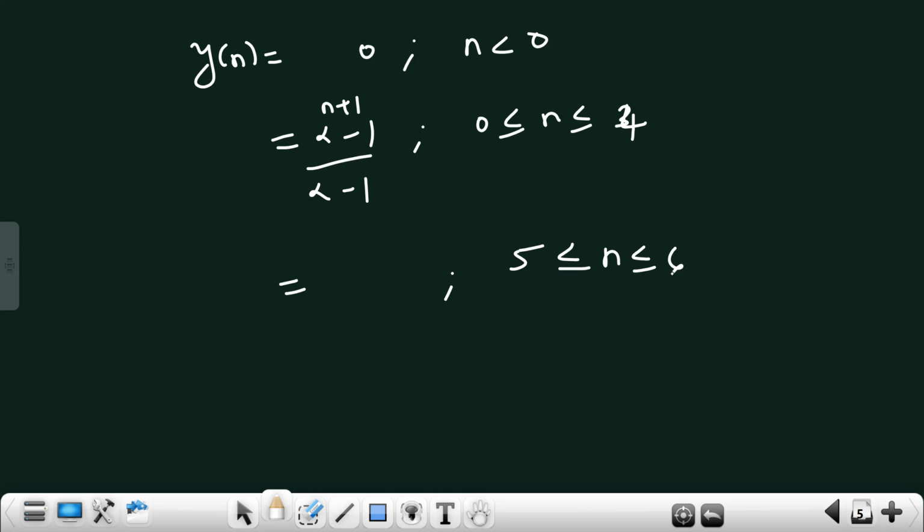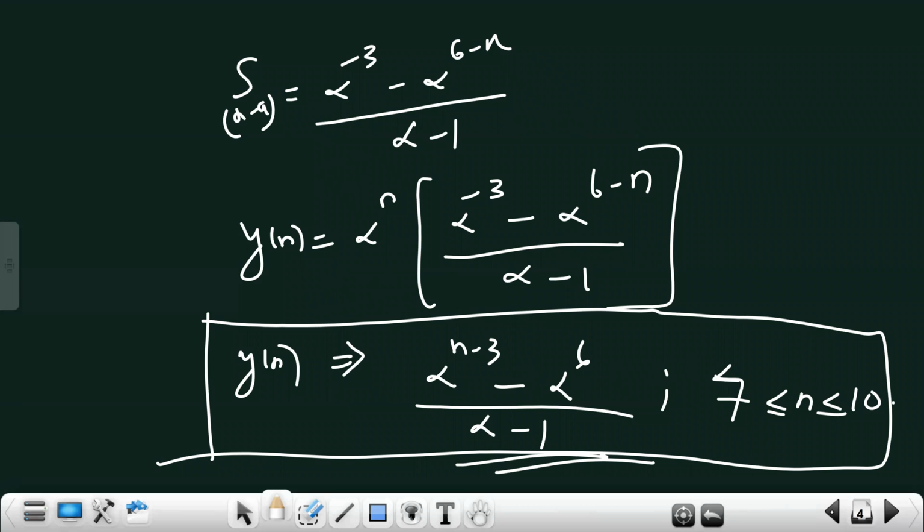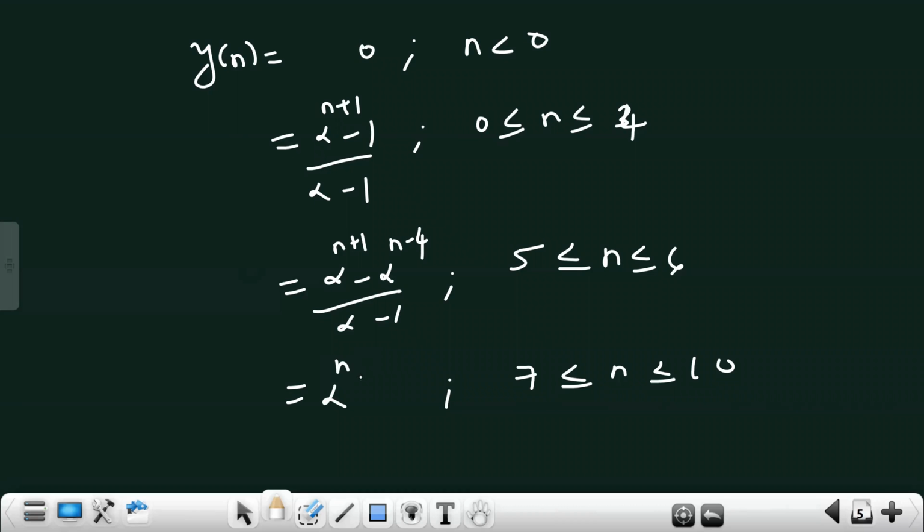Alpha to the power n plus 1 minus alpha to the power n minus 4 by alpha minus 1. Okay. Then later you have 7 to 10. That is now alpha to the power n minus 3 minus alpha to the power 6 divided by alpha minus 1. And whenever you go greater than 10, it is understood that it is 0.